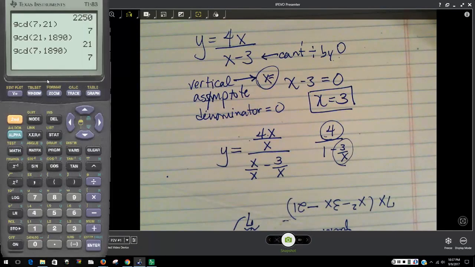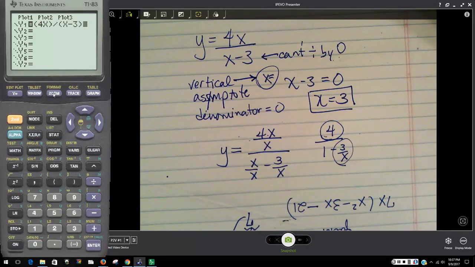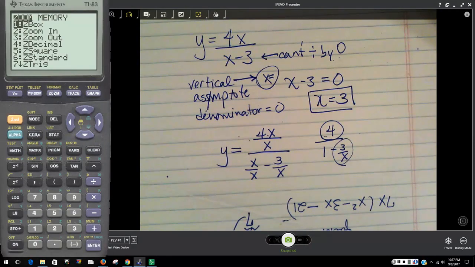Now, before we go any further, though, we want to verify this with a graph. And since we don't need these anymore, I'm going to get rid of all of them. And our equation is 4x divided by the quantity x minus 3. And since we think most everything's probably going to happen right around a decimal window, I'm going to choose Zoom Decimal.